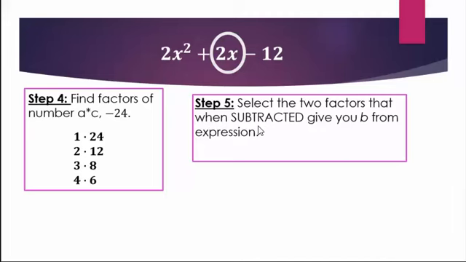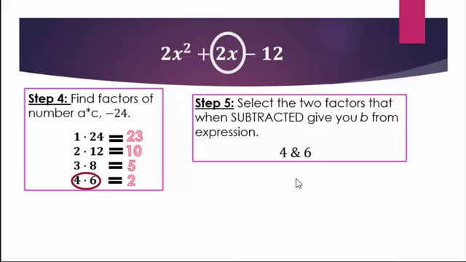Okay, so let's go ahead and subtract the factors. 24 and 1 give me 23. 2 and 12 give me 10. 3 and 8 give me 5. And 4 and 6 give me 2. If you match it, 4 and 6 are the only two factors that when subtracted give you the middle term. So I'm going to use 4 and 6.